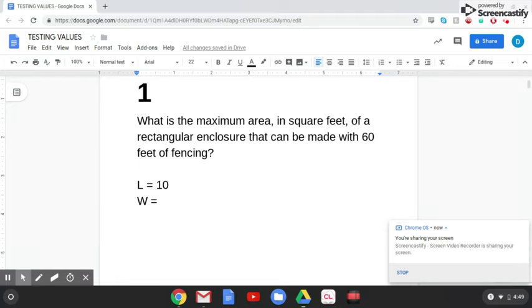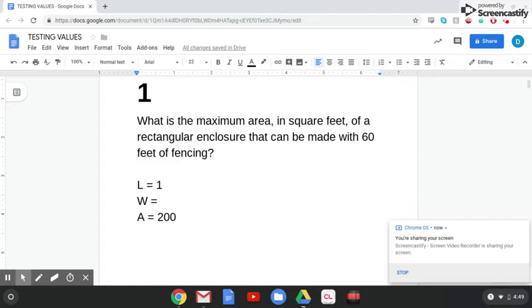So if it was a rectangle, that would be a width of 20, because 10 plus 10 plus 20 plus 20 equals 60. If we put that in our calculator, that is going to give us an area of 200. So that is a number to beat. So now let's play around with that. Now that doesn't mean that that is the maximum area.